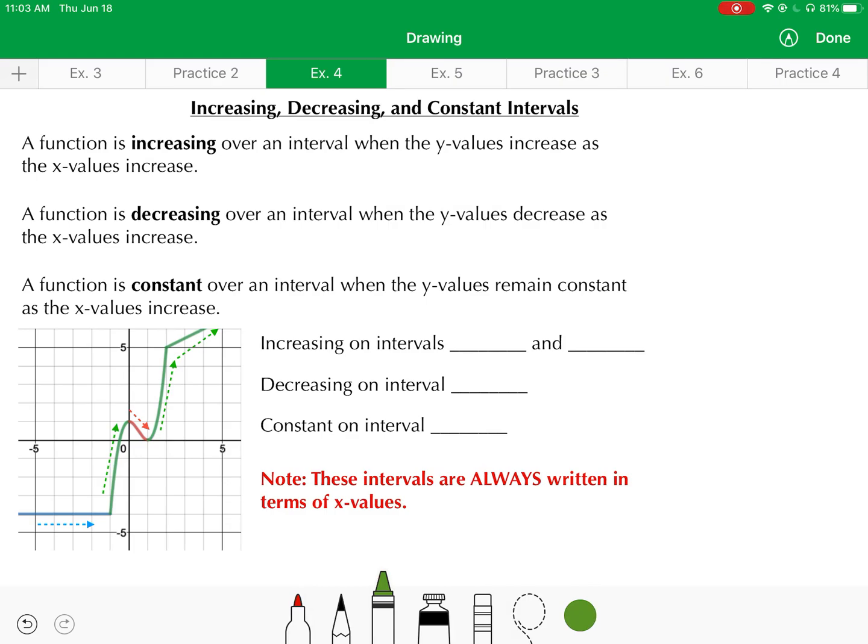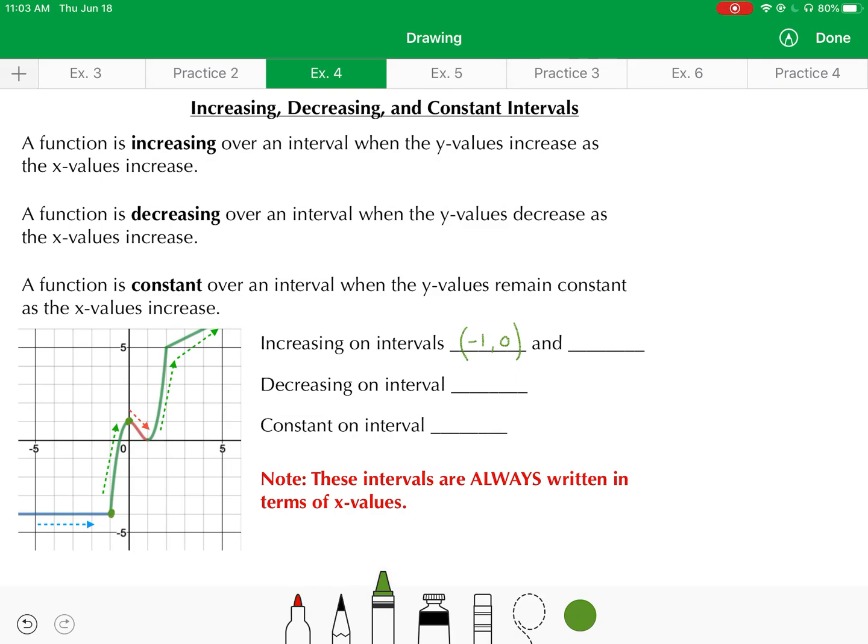increasing. So if you look at the graph that's pictured here, notice the sections that are in green. Their y values are getting larger as you move from left to right. So we would call those increasing intervals. The first increasing interval, we would write these in terms of x value. It starts right here and ends right here, and we're going to say that that's the interval from -1 to 0.